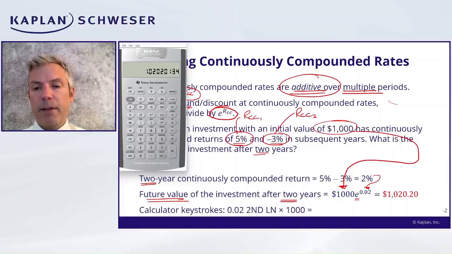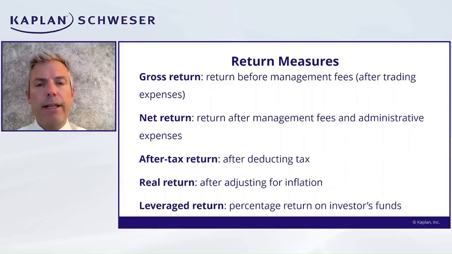Kind of do it. Start at the back and do it going forwards. Multiply by the 1,000, and you see that in actual terms, your investment will grow to 1020.20.